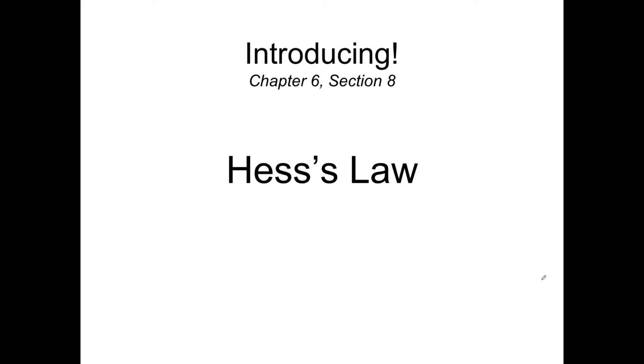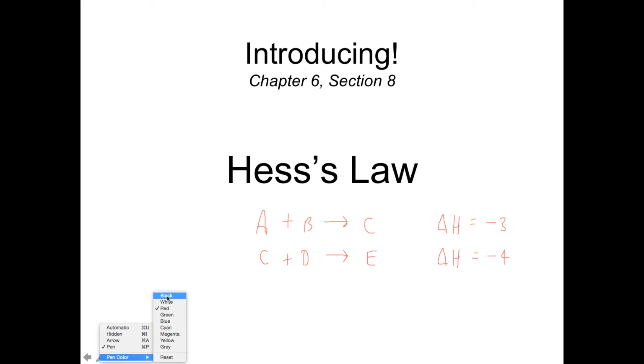So Hess's Law essentially says, I'm going to repeat this a couple times in this presentation. Hess's Law says, if you have two reactions, let's say A plus B produces C, and the change in enthalpy of this reaction is, let's make up a number, -3. And if this is C plus D produces E, and this is, let's say, make up another number, -4, Hess's Law says that these can be combined to tell us something about the sum reaction.